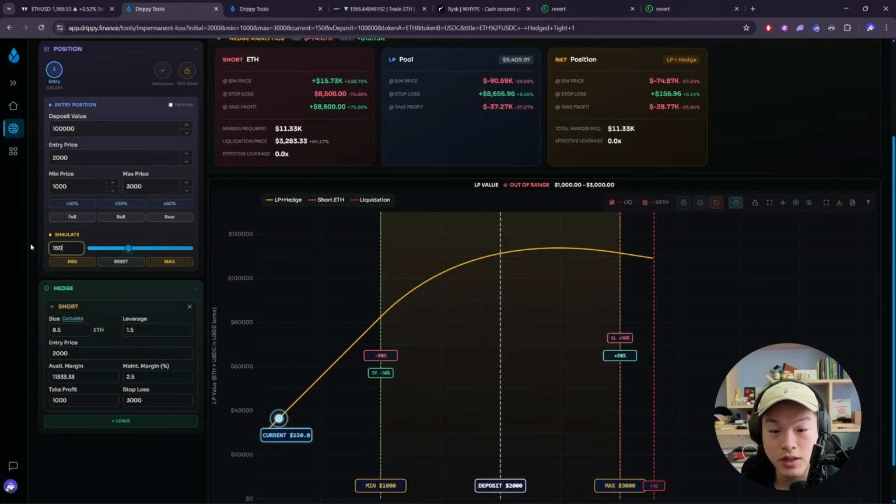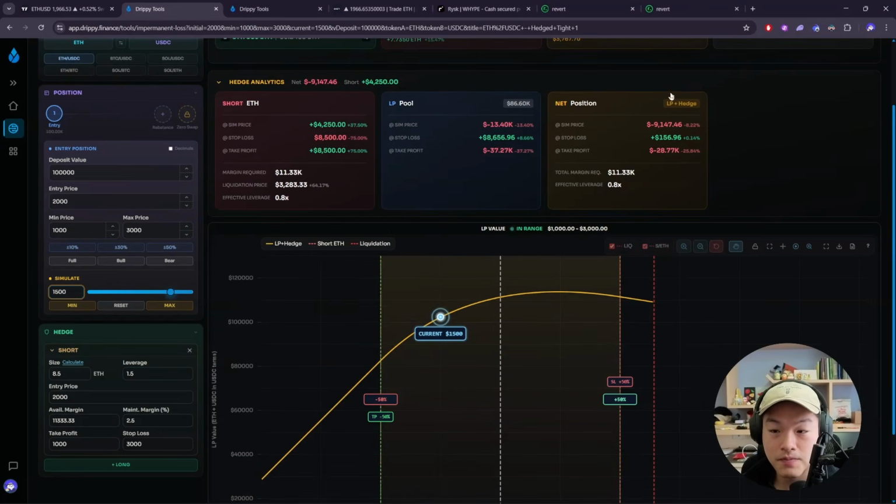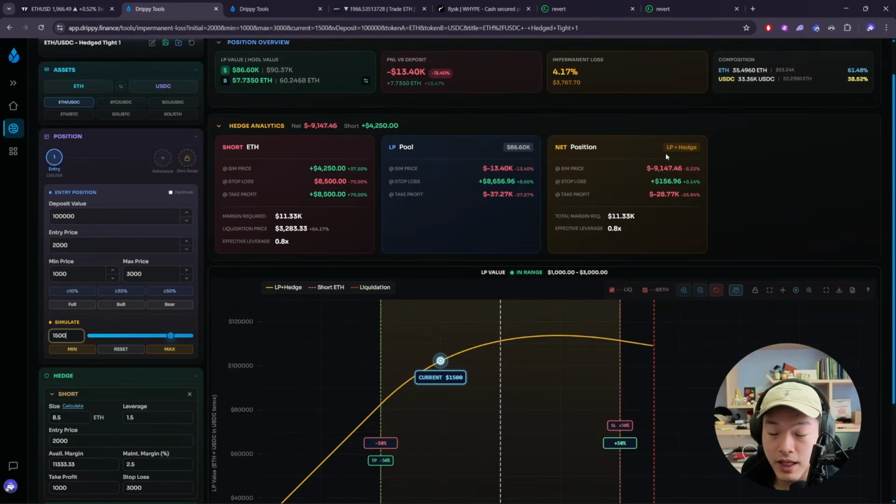We could run the simulation. Price is at 1500. You can see you're down only about 9K, even though the price has drawn down pretty aggressively already, 20 something percent.